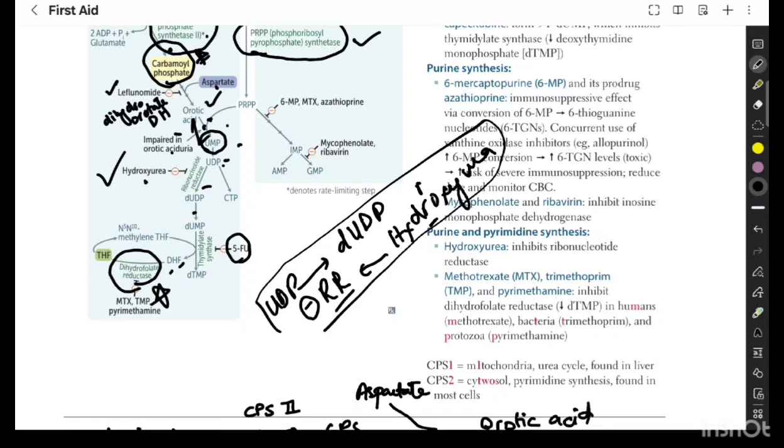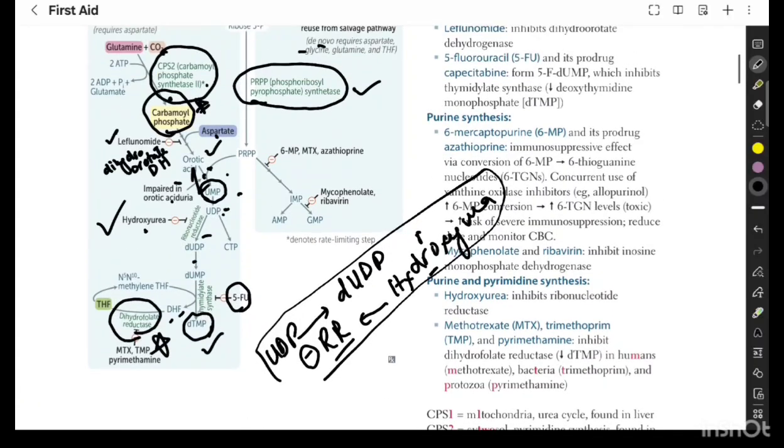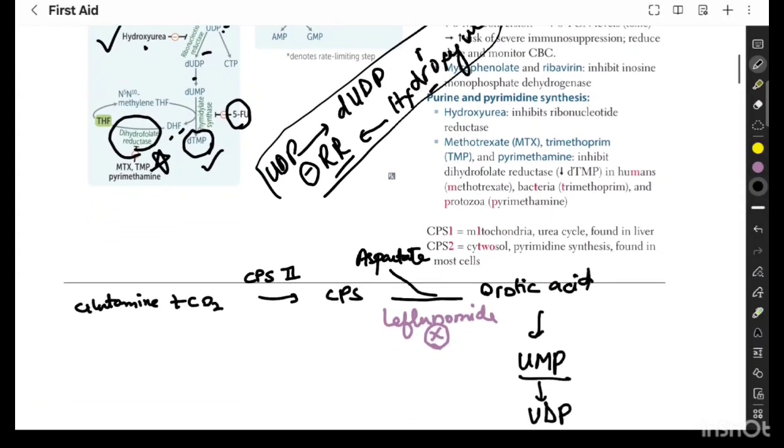So why does it happen? This is because dihydrofolate cannot be converted into tetrahydrofolate. It cannot provide the methyl group. It cannot provide the thing to make dTMP, right? It cannot make dTMP. So the overall synthesis is decreased. So you need to remember in this particular step that with methotrexate, the dihydrofolate reductase is inhibited.